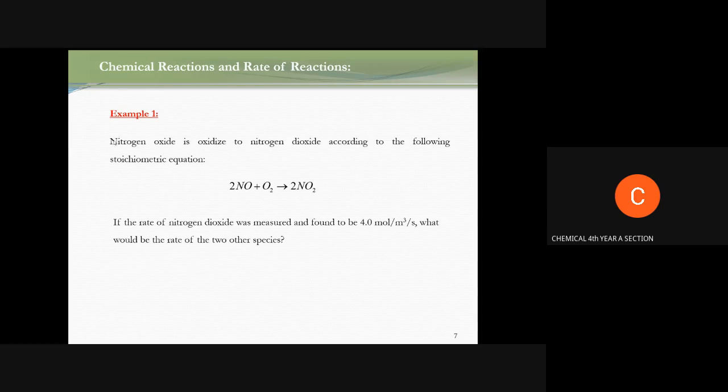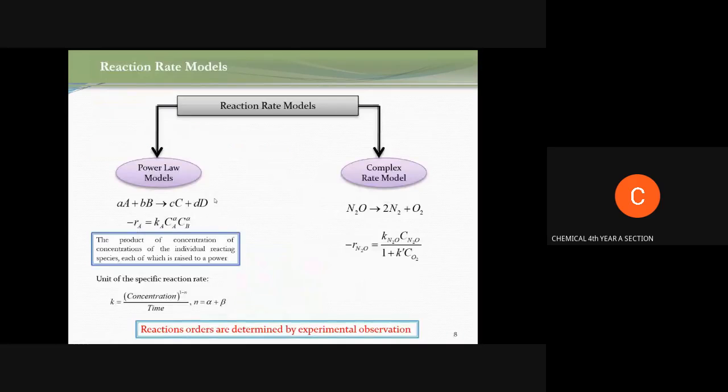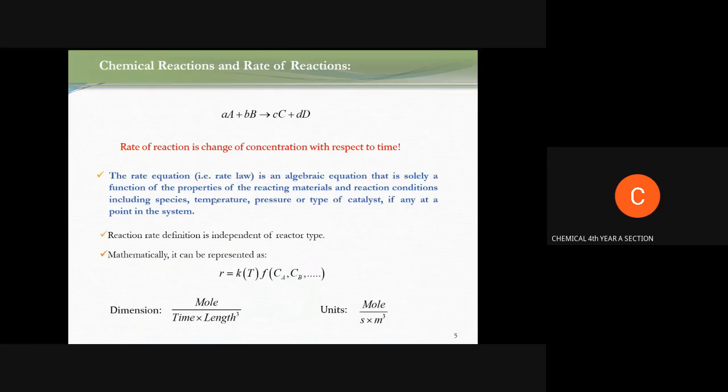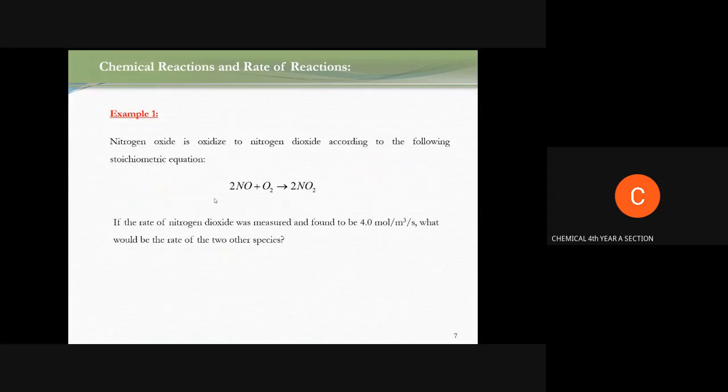You can compare it: moles divided by time into length cube, or similarly, the unit given, mole divided by meter cube per second. What would be the rate of the two other species? In it, the nitrogen dioxide rate was given. For nitrogen oxide and oxygen, we have to find the rate.